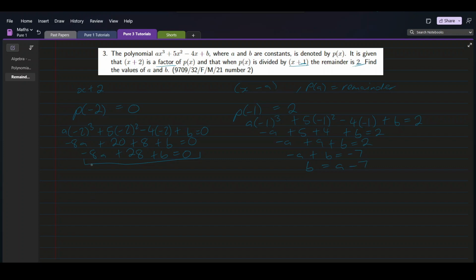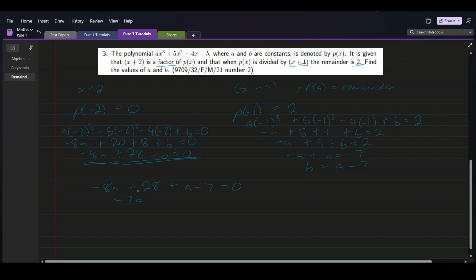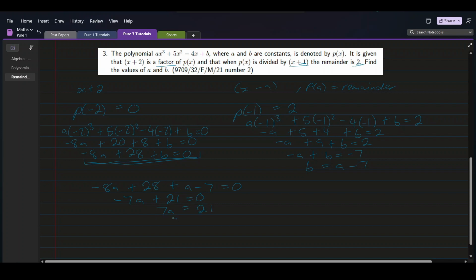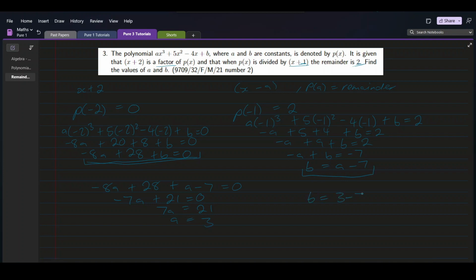And we can substitute it into this equation over here. So that becomes negative 8a plus 28 plus b, which is a minus 7, and this is equal to 0. So negative 8a plus a is negative 7a plus 28 minus 7, that's plus 21 equals 0. So 7a is equal to 21, which means a is equal to 3. And we can come back to this equation to evaluate b. So b is equal to 3 minus 7, and b is equal to negative 4, and this would be our final answer.